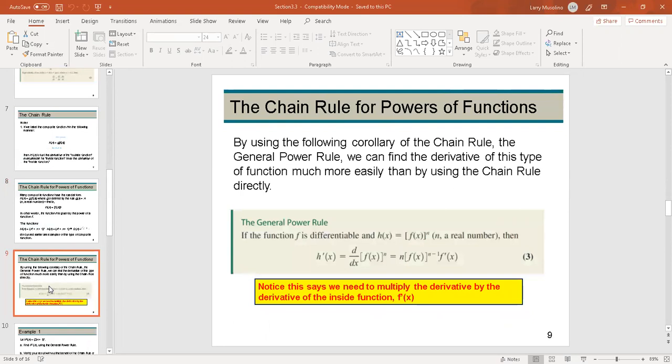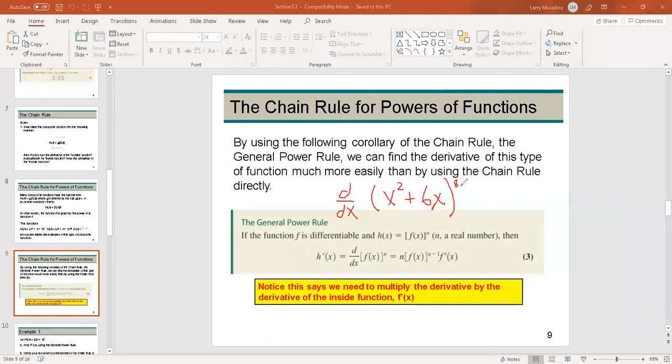Okay, let's talk about a specific example when we might be taking a function raised to an exponent. Let's do an example. Let's say I'm taking the derivative of x squared plus 6x being raised to the exponent 8.